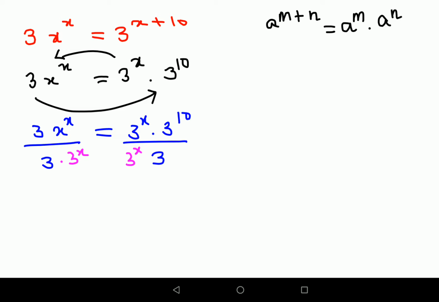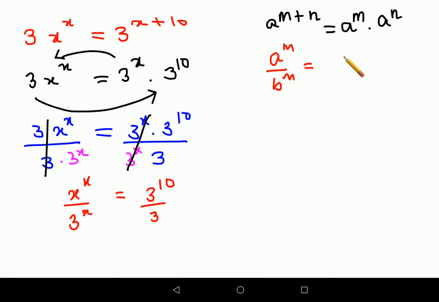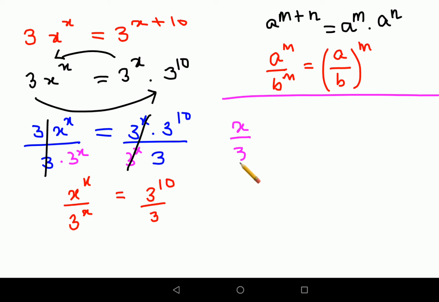So now what happens is this 3 and 3 are cancelling, and 3 raised to x and 3 raised to x are cancelling. What we are left with is just x upon 3, and both of them are still raised to x. And here you have 3 raised to 10 upon 3. Now remember, in indices, whenever you have a raised to m upon b raised to m, both with the same index, you can write this as a upon b the whole raised to m. Using the same logic, I can write x upon 3 the whole raised to x.